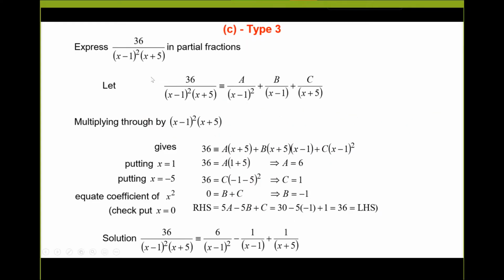Okay, type 3, we've got linear repeated factors. This x minus 1 repeats itself twice. Anytime I've got a linear repeated factor, I'll need to check every power less than that. So I'm going to check x minus 1 to the second power and x minus 1 to the first power.